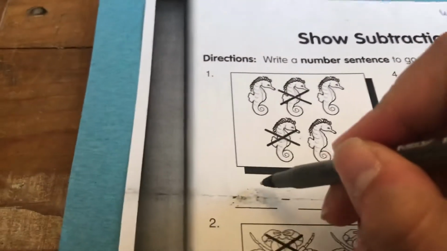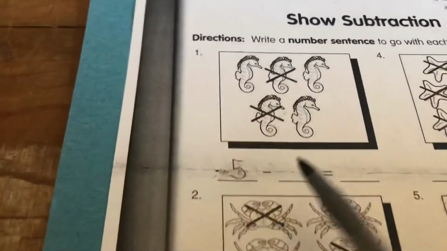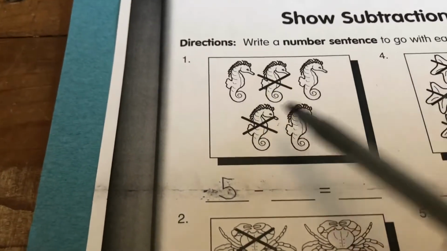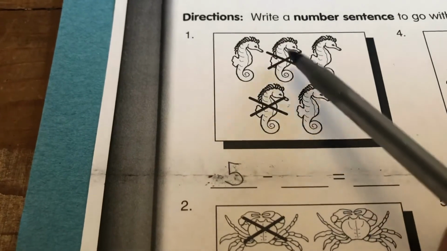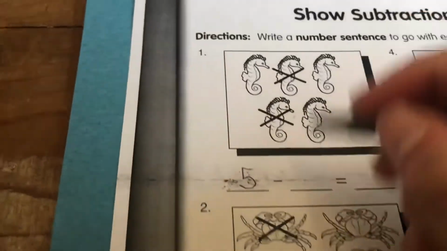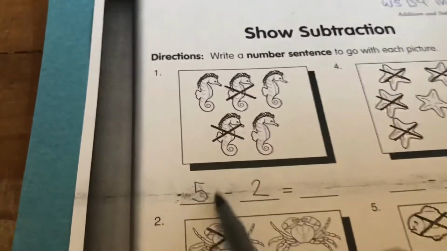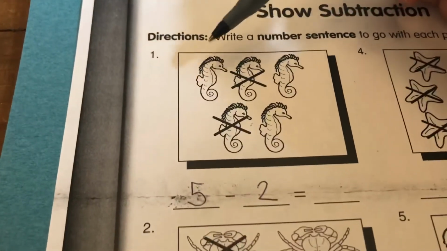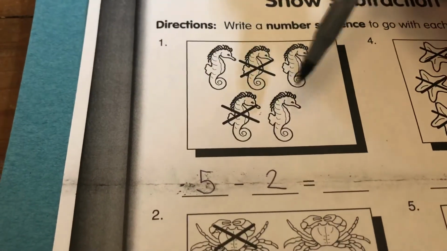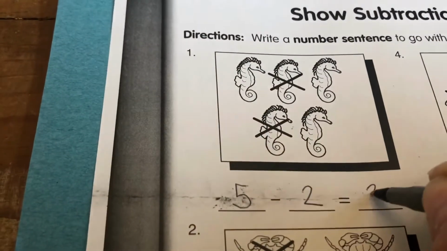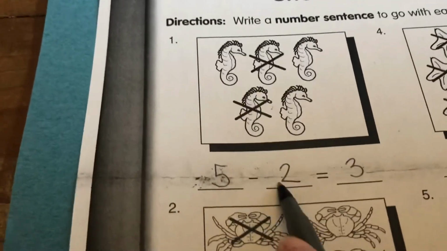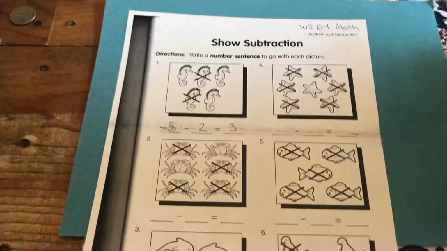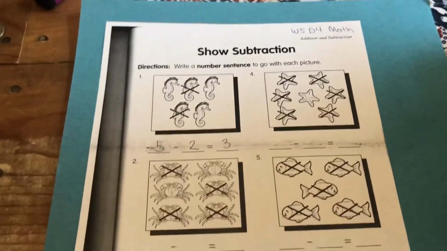So there's 5 total. And then how many are we going to take away? We are going to take away 2 because that's how many are marked out. 1, 2. 5 minus 2 equals, so how many seahorses are not marked out? 1, 2, 3. 5 minus 2 equals 3. Go ahead and do the rest. And good job on our math activities today.